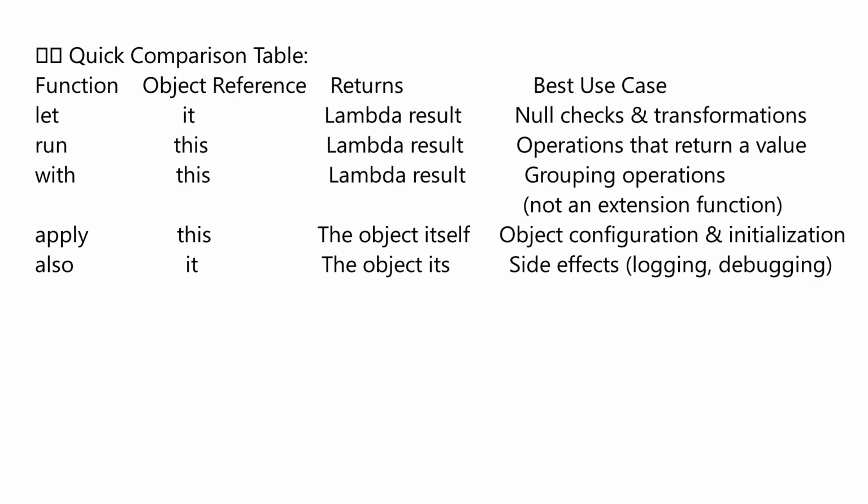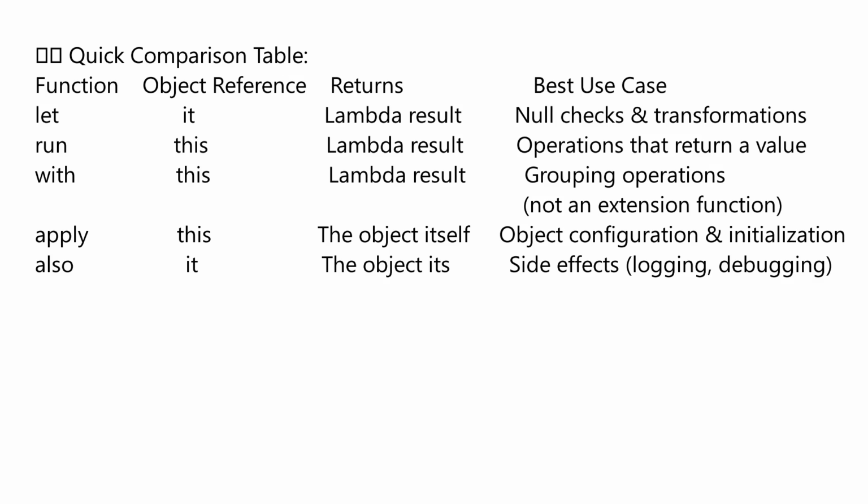Run has an object reference of this, and returns the lambda result. Best use case: operations that return a value. With has the object reference this and returns the lambda result. Best use case: grouping operations, and it is not an extension function.